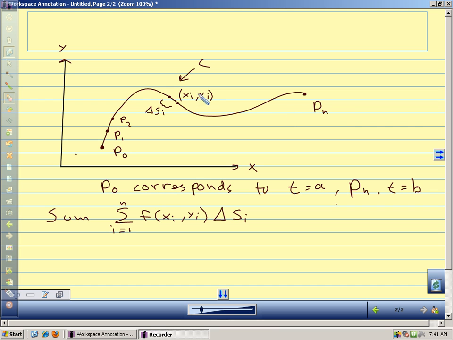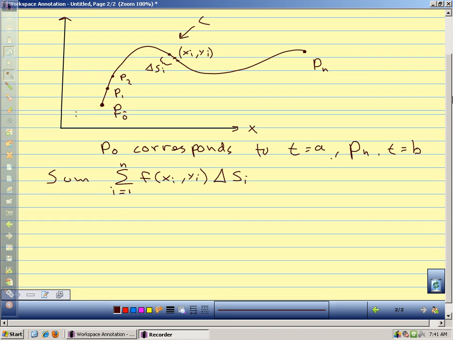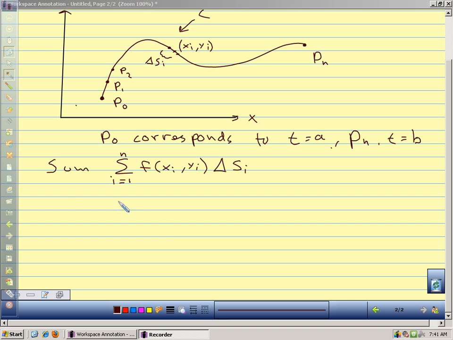And x sub i, y sub i is a point in this little ith subarc. We're going to take the limit as delta S sub i gets smaller and smaller, just like we've done before, and we come up with our definition of our line integral.